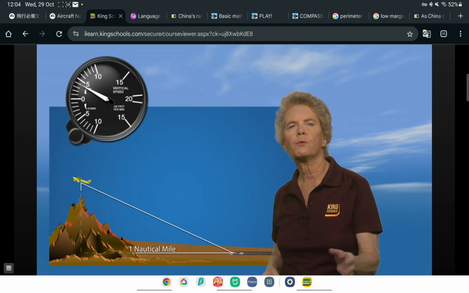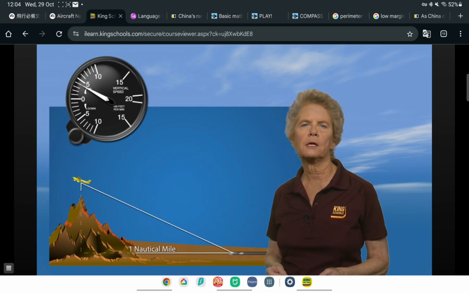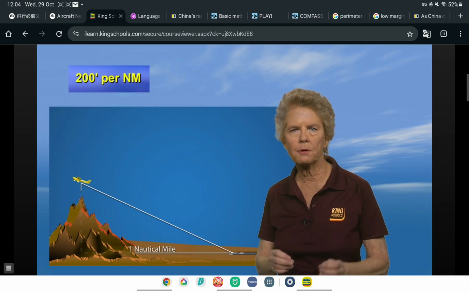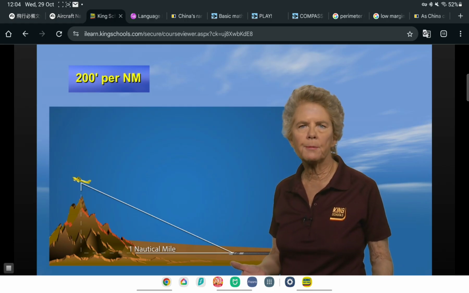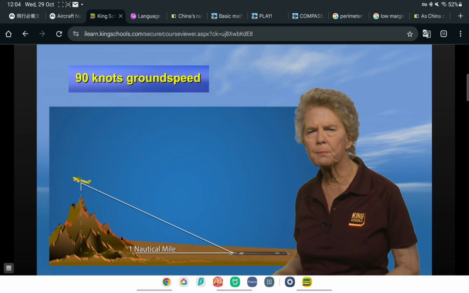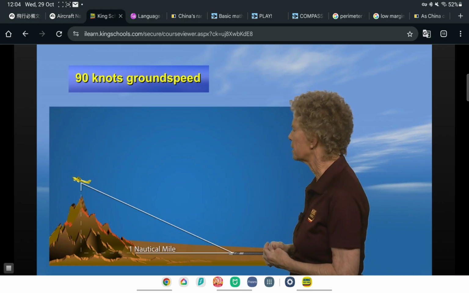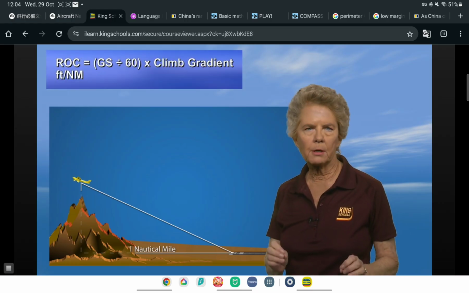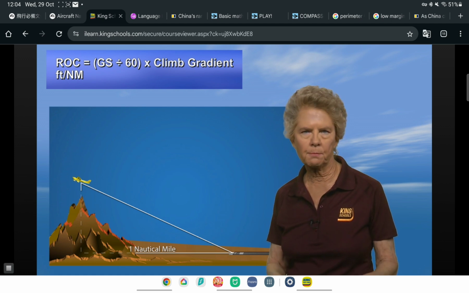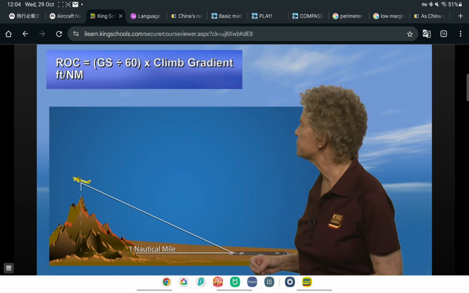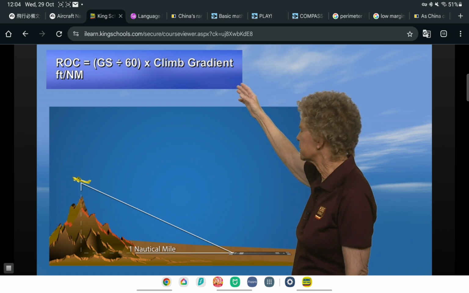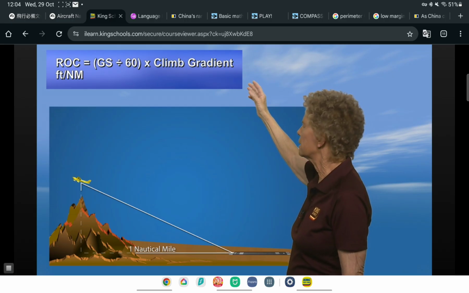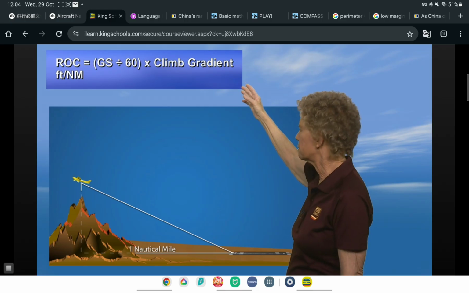We'll start off with the FAA standard climb gradient of 200 feet per nautical mile and convert it to feet per minute, climbing at a ground speed of 90 knots, pretty typical for a single-engine airplane. Here's a formula you can use. To figure out your required rate of climb in feet per minute, you take your ground speed, divide it by 60, and then multiply that by your required climb gradient in feet per nautical mile.